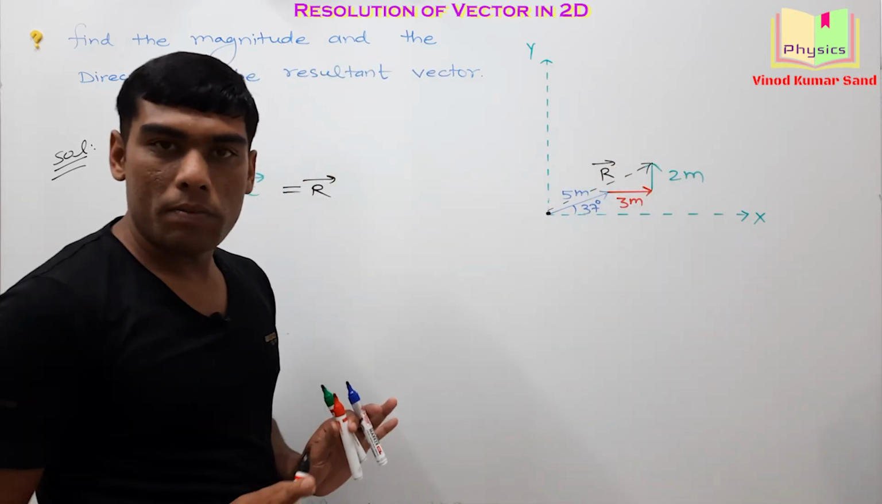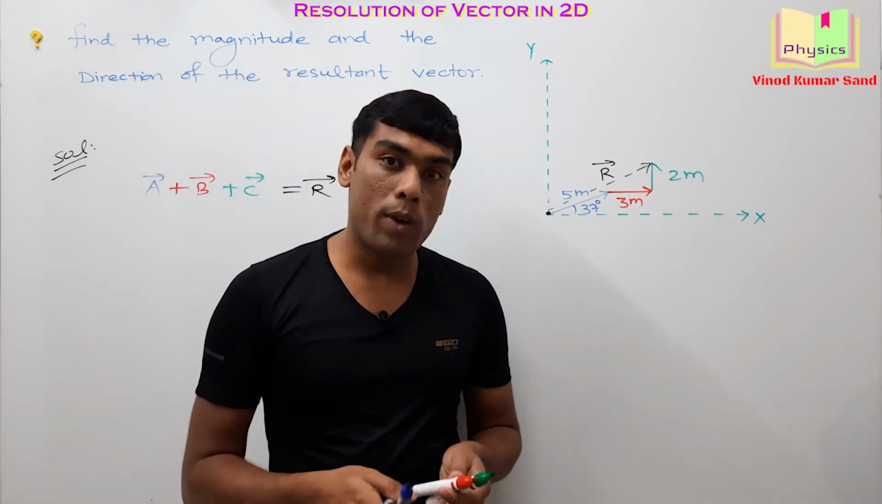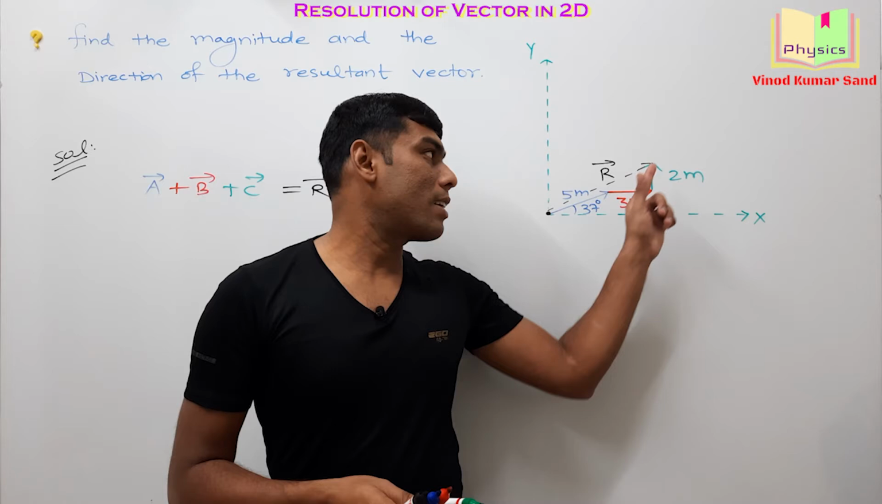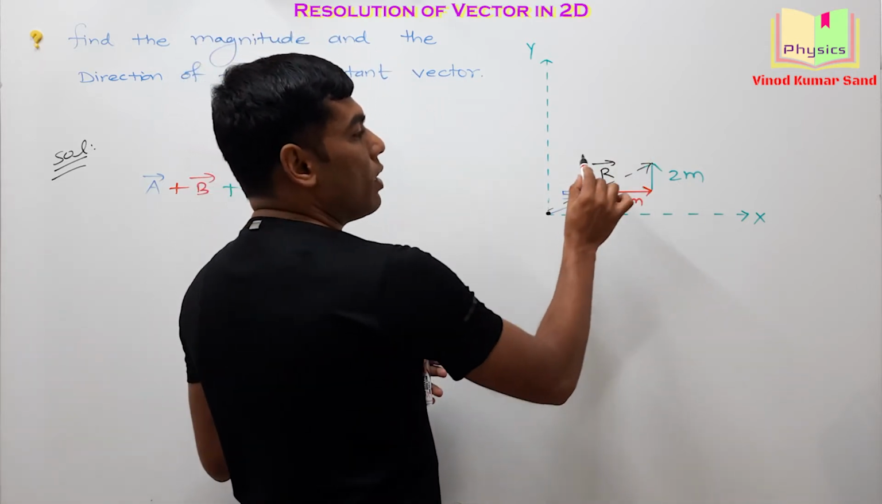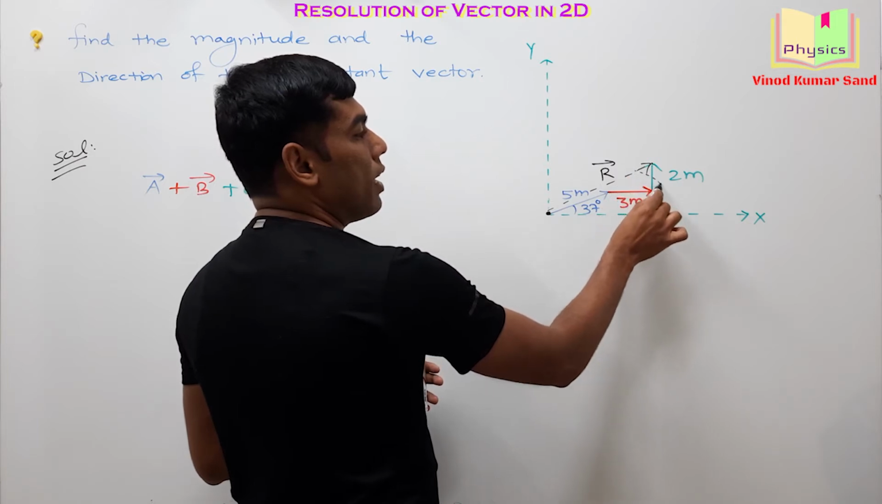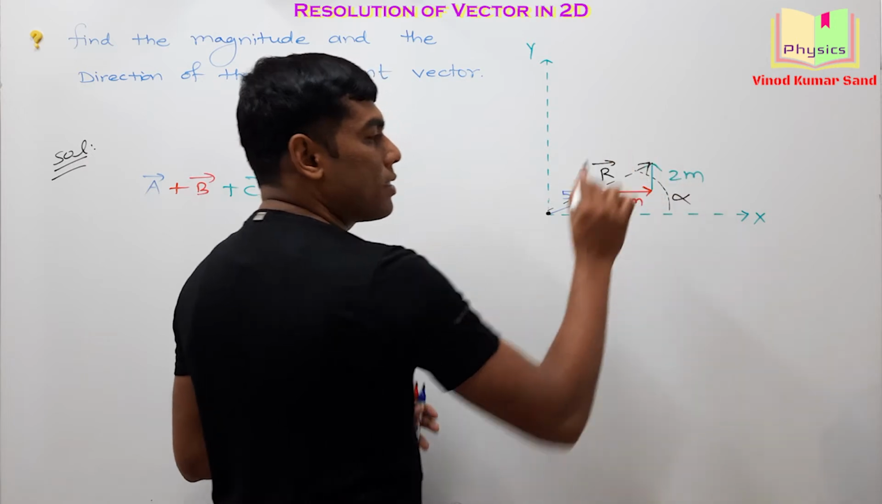Do you agree? Why are we using the polygon law? Because we have more than two vectors. We are actually adding three vectors, so we are using the polygon law. This R vector will have some angle with the x-axis. That angle, let's say we are writing as alpha.